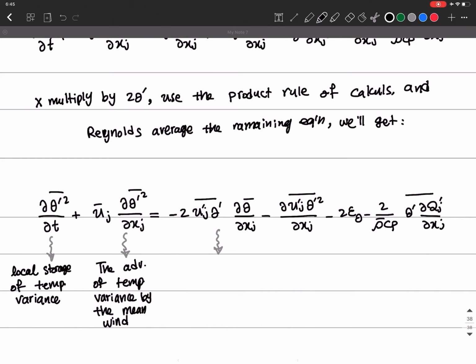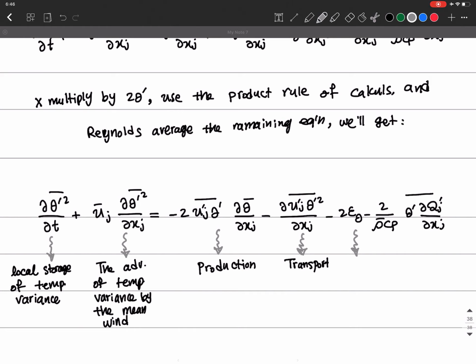What does this term represent? This term represents actually the production term. It's similar to the production term in the TKE budget, right? But now we have it with the temperature. It's the turbulent potential energy. They sometimes call this the TPE equation, like the TKE equation. Yeah, this is the turbulent potential energy equation, okay? So this is the production of the temperature variances. What is this term? This is actually a transport term. This shows the transport of this variance by the wind fluctuations.